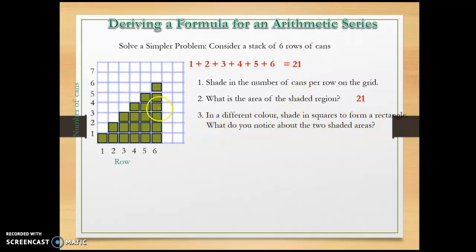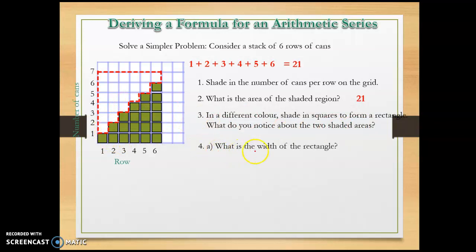So what I mean is this one. To complete the rectangle, what do you notice about the two shaded areas? Right? Okay, it's a rectangle, so you don't stop at 6 because it will create a square, but you're going to stop at 7. What do you notice about the two shaded areas?